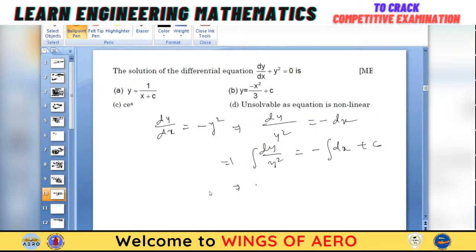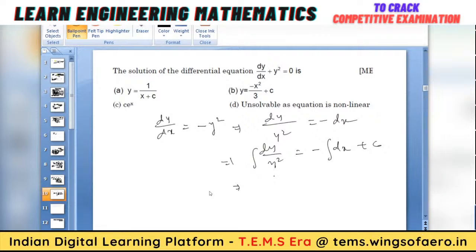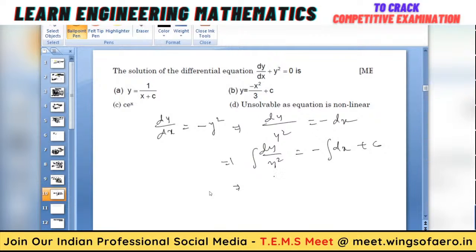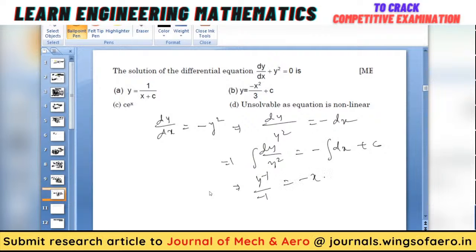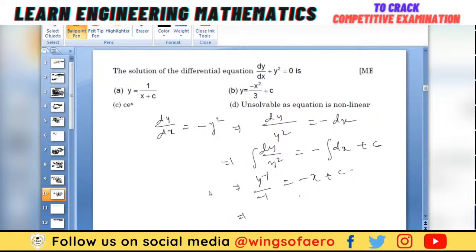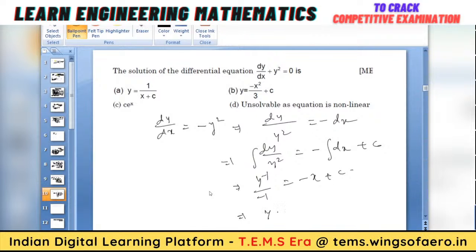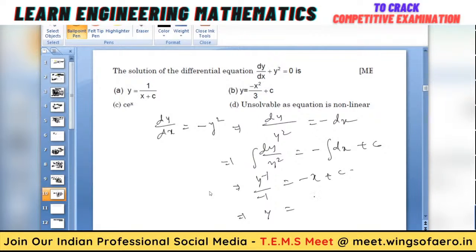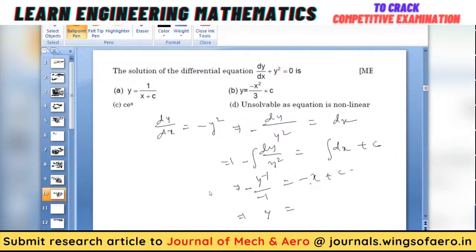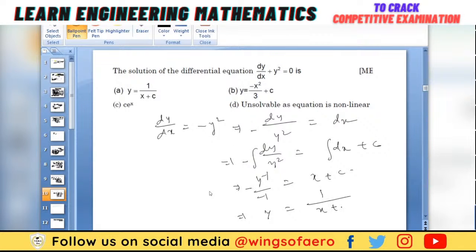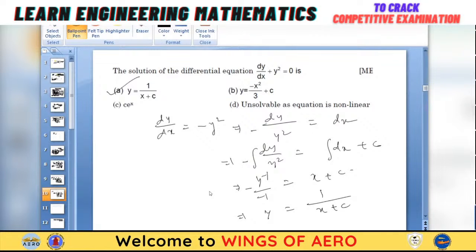So y square means y to the power minus 2. y to the power minus 2 plus 1 means y to the power minus 1 by minus 1. Just simple integration rules. Minus x plus c. So y is equal to 1 by x minus c. Yes, if I take the minus sign here, then it becomes y equal to 1 by x plus c. A is the right answer.